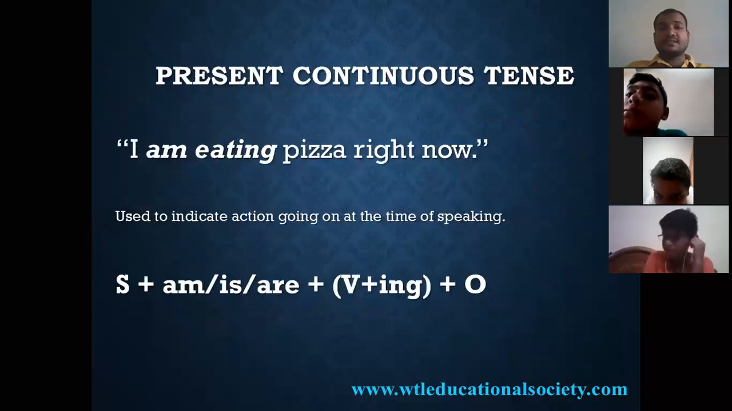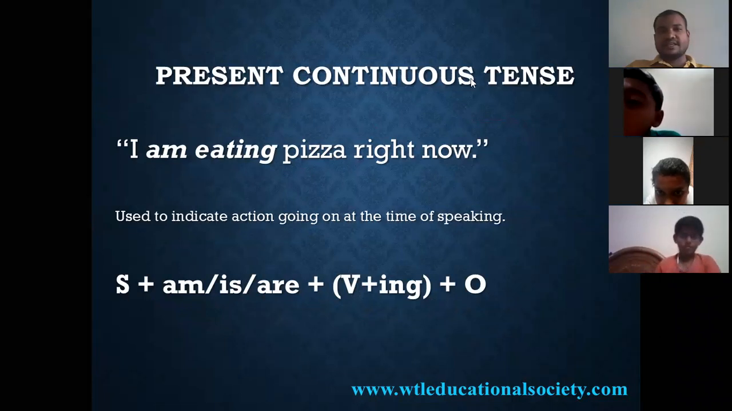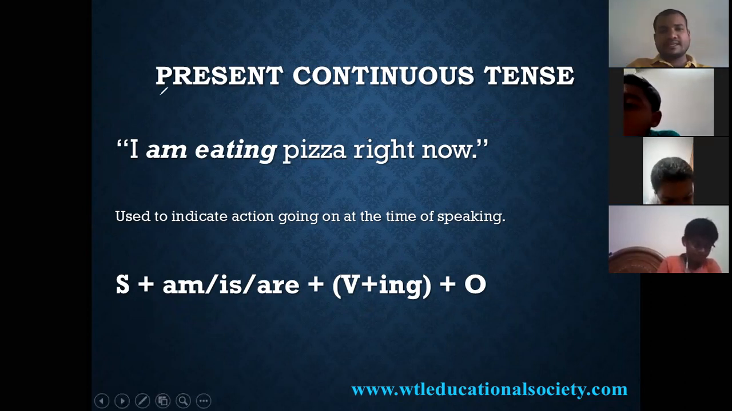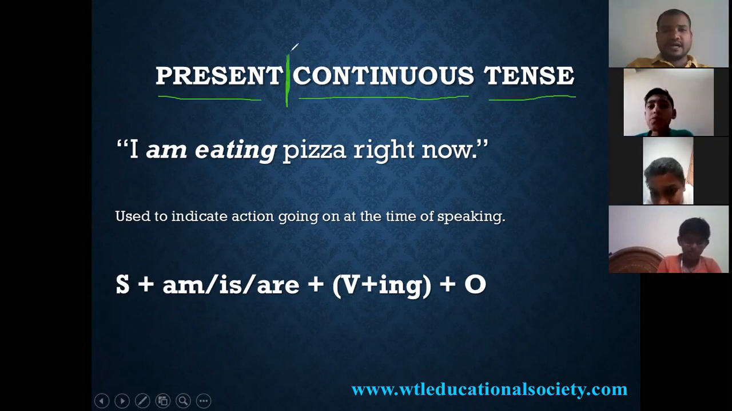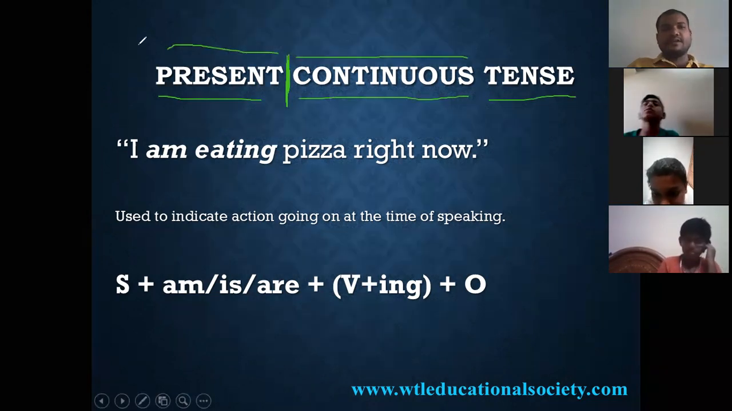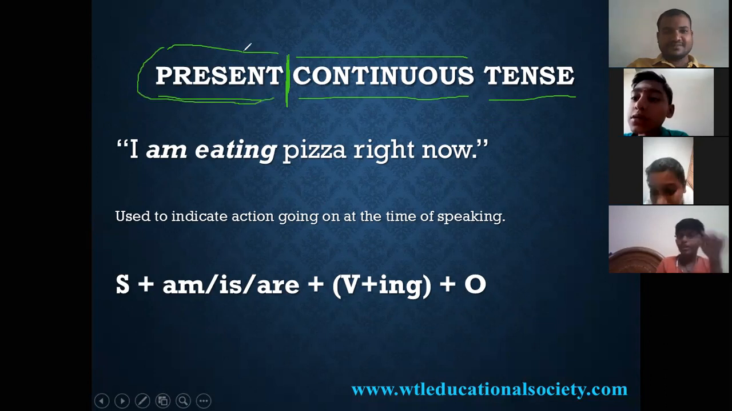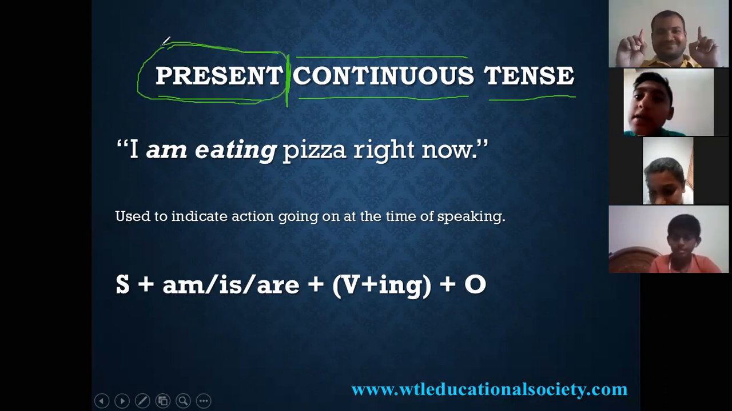Now, present continuous tense. What is the next one? Present continuous tense. Very good. Again, here also you will be able to identify two words: present and continuous. Present means now, it's happening. What is going on now? Very good.